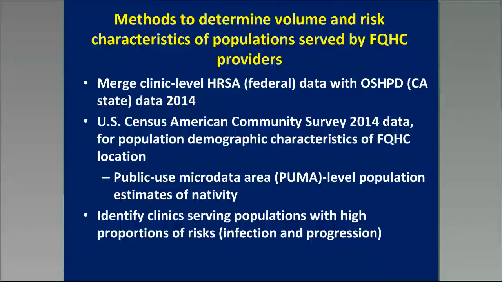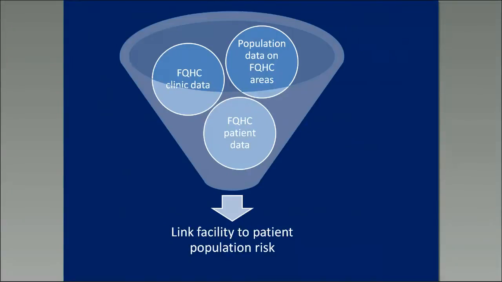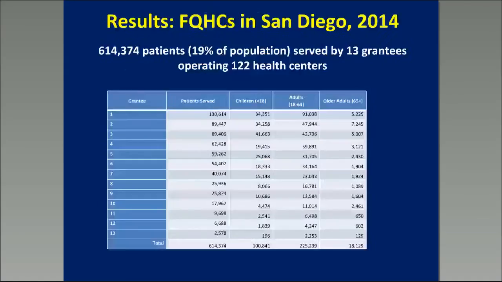They merged those data with census data to find out where the clinics were located, and they were able to identify characteristics of patient populations because these data are collected by the funding organization. So this is just a diagram of putting different kinds of data sources together and trying to link the facility or the clinic itself to patient population risk.